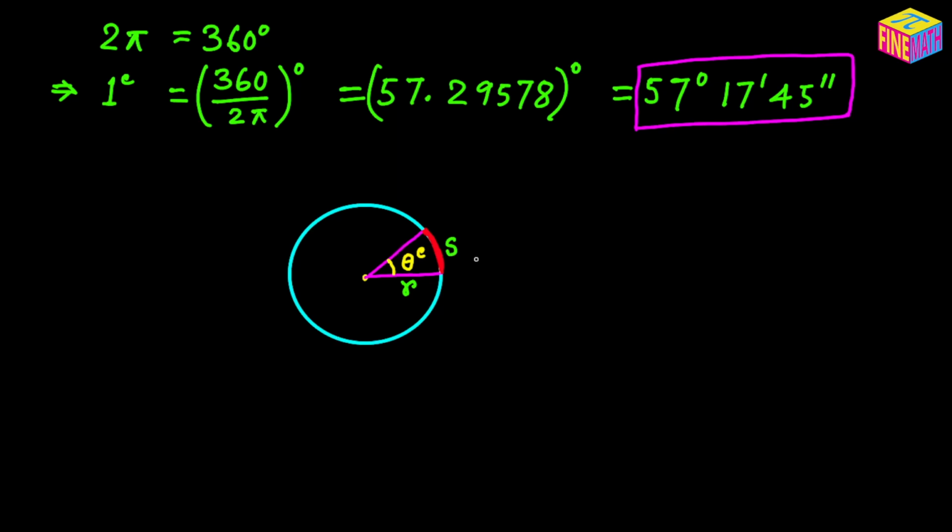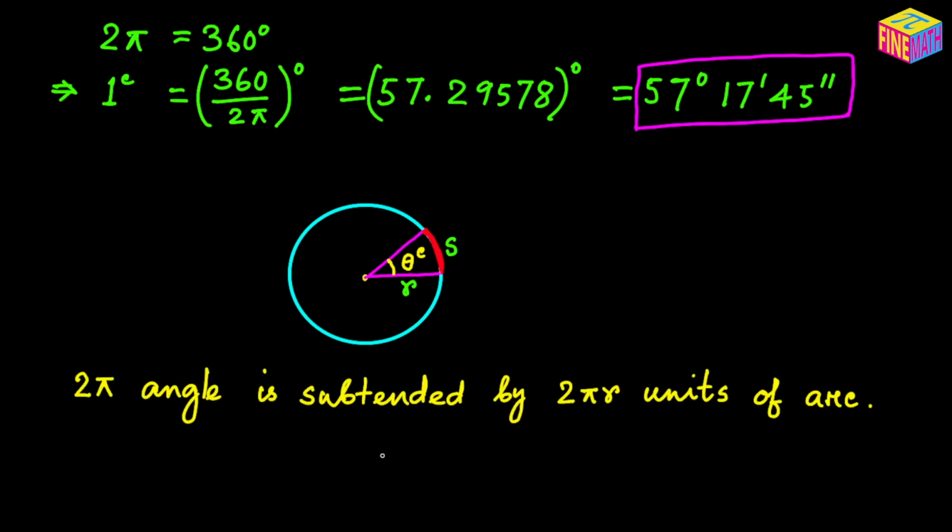Now we want to find out the value of s in terms of r and theta. So s is actually some sort of a value involving r and theta, and let's do that little math. So I'm going to use the unitary method again. So let me write it down. From our previous discussion, we know the total angle at the center of a circle is actually 2 pi radian, and that is subtended by the complete circumference, and the length of the circumference is 2 pi r, that we know. So here I am saying that 2 pi radian angle is subtended by 2 pi r units of arc, where 2 pi r is the complete circumference. So we can say it like that, right?